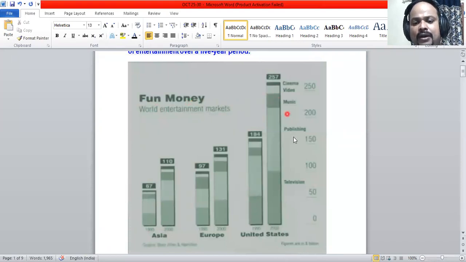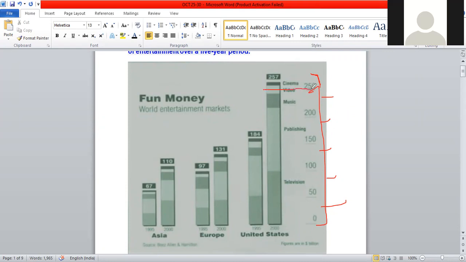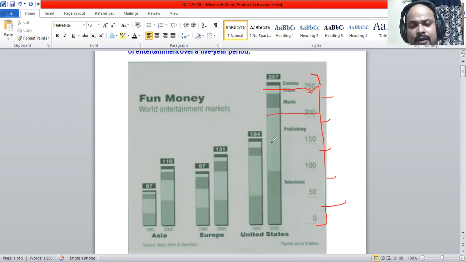Here we have the scale marked. This is the scale here. You can see the scale from 0 to 250 and over, in steps of 50. The scale goes like that. So we have a 250 mark here, a 200 mark here, a 150 mark here, a 100 mark here, a 50 mark here, based on this.